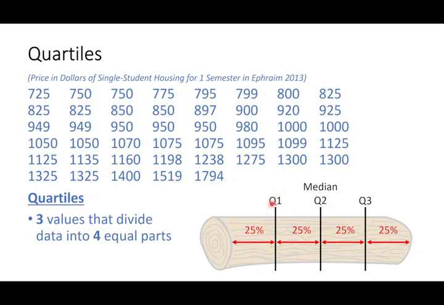So 25% or 1/4 of the data is beneath the Q1 value. 25% is between Q1 and Q2, between Q2 and Q3, and above Q3. And also 50% of the data is below the median and 50% is above the median.